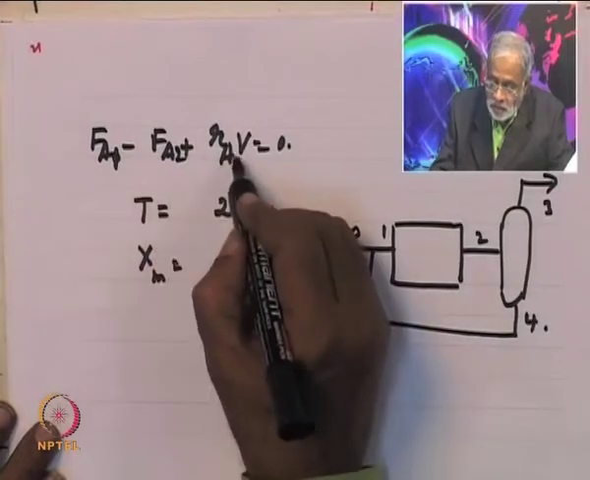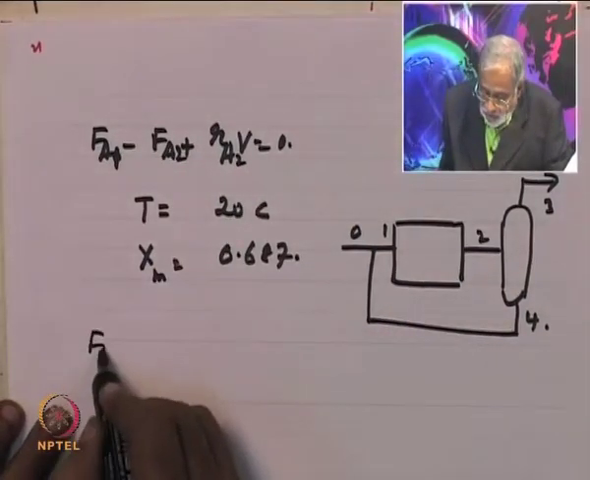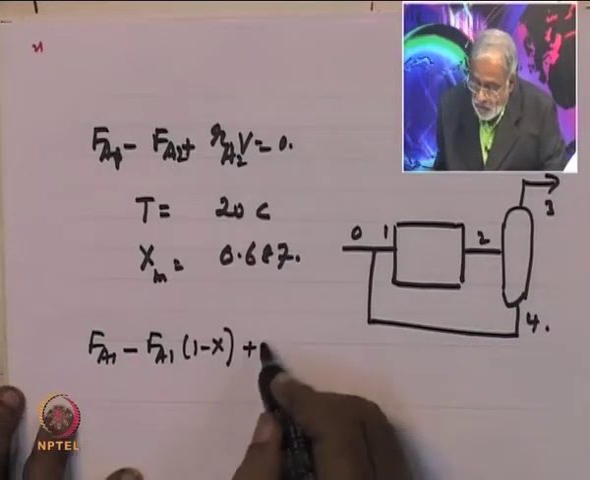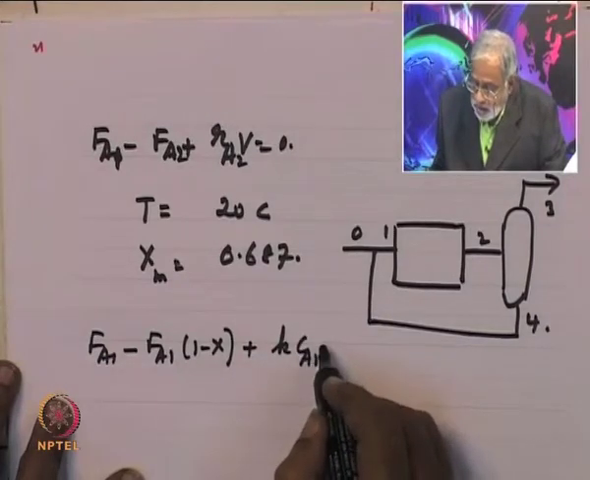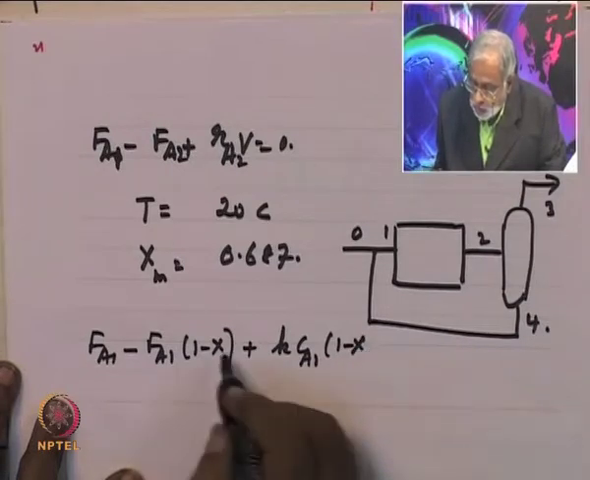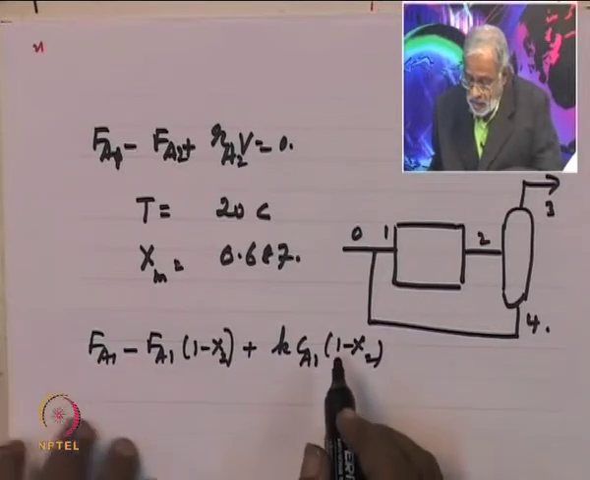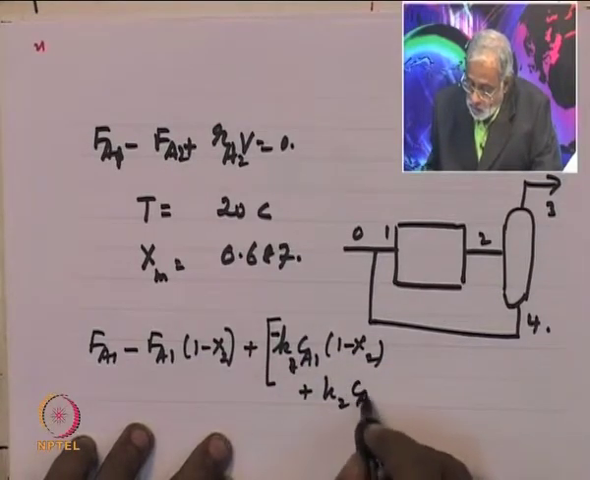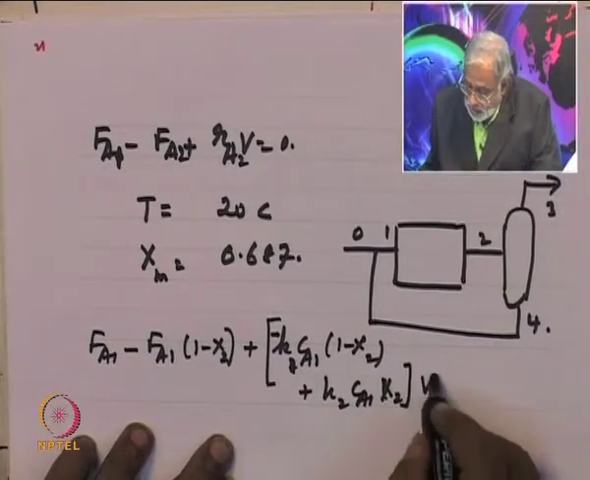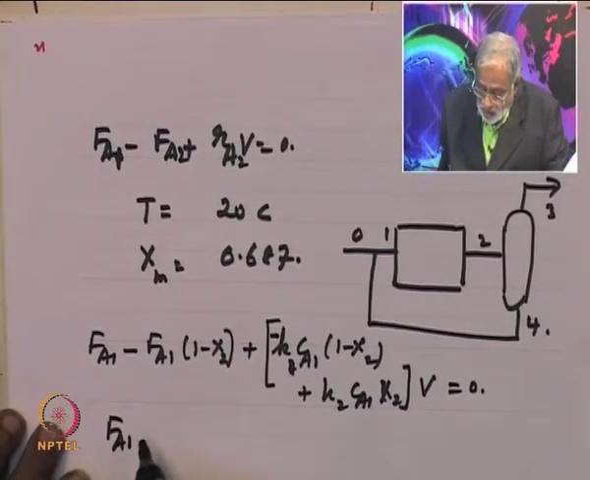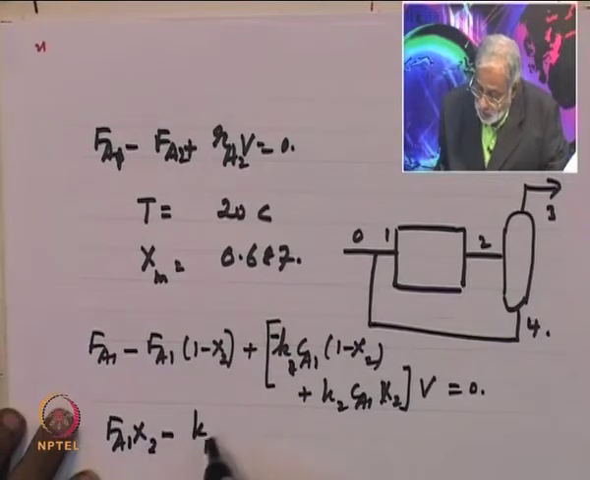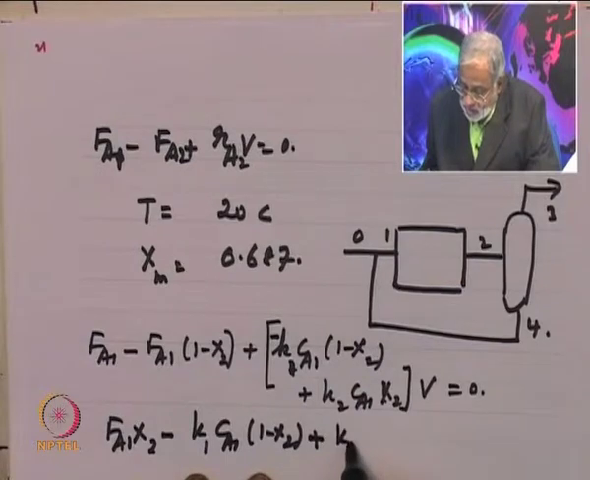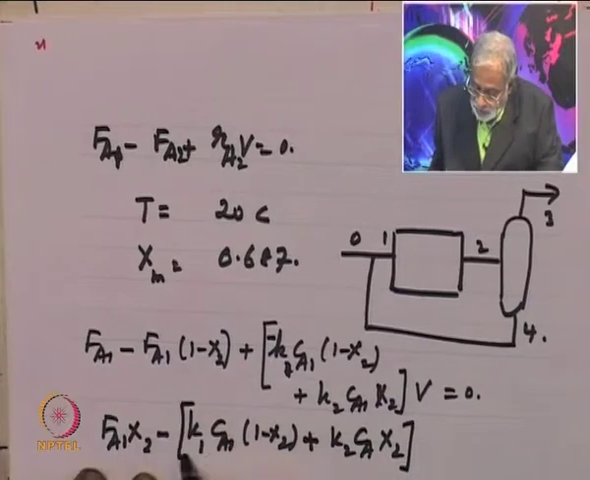So, F_A1 minus F_A2 plus r_A2 times V must be equal to 0. Okay. So, F_A1 minus F_A2 by definition is F_A1 times 1 minus (1 minus x). What is r_A2 by definition? It is k1 times C_A1 times (1 minus x) at position 2, within brackets minus r_A, so it is a minus sign here, plus k2, sorry, this is k1, this is k2, times C_A1 times x2, times V equal to 0. Or in other words, F_A1 times x2, then we have minus k1 C_A1 times (1 minus x2), plus k2 C_A1 x2, the whole thing multiplied by V equal to 0.